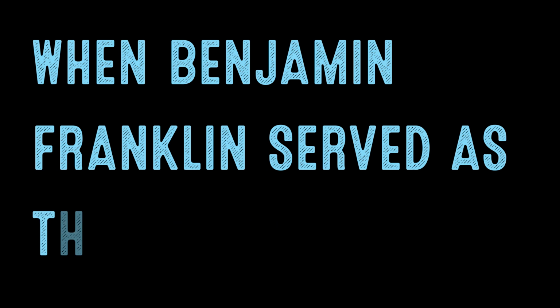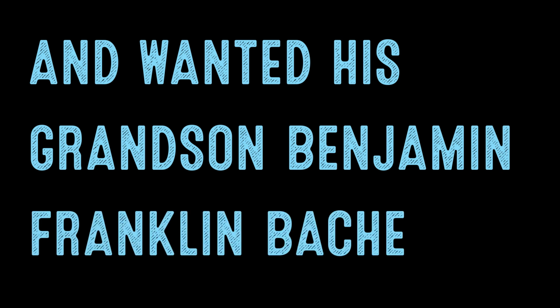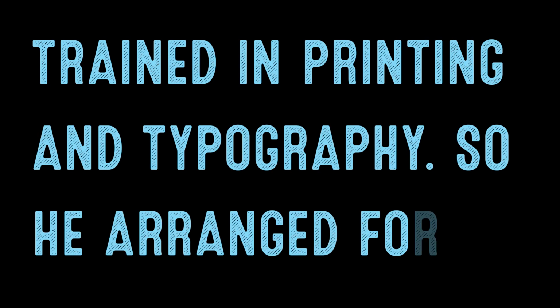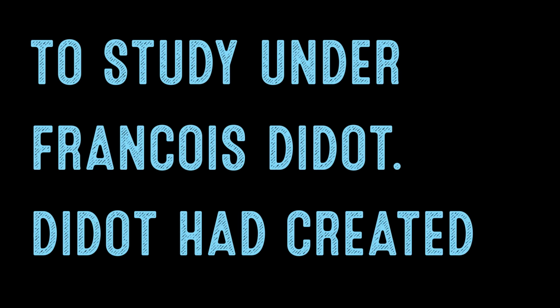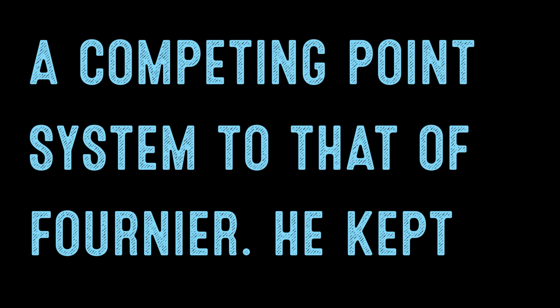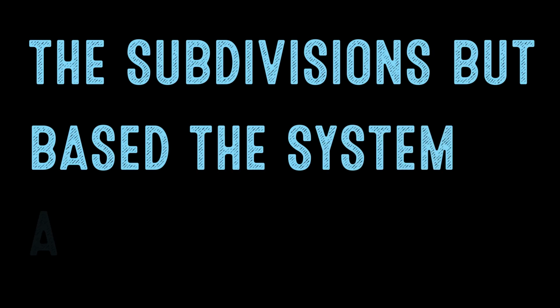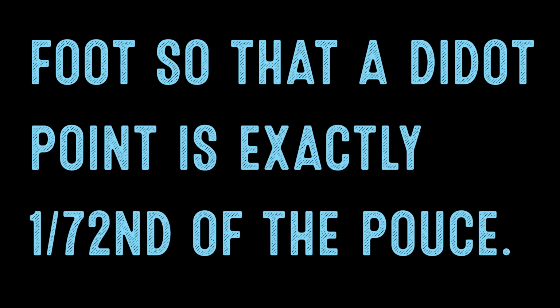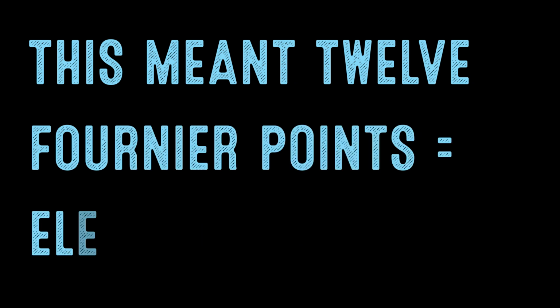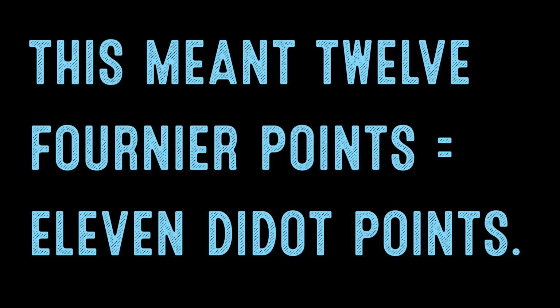When Benjamin Franklin served as ambassador to France, he spent time with the Fournier family and wanted his grandson, Benjamin Franklin Bache, trained in printing and typography. So he arranged for him to study under Francois Didot. Didot had created a competing point system to that of Fournier. He kept the subdivisions but based the system against the royal foot, so that a Didot point is exactly 1/72nd of the pouce. This meant 12 Fournier points equals 11 Didot points.